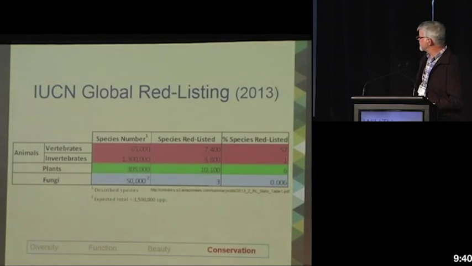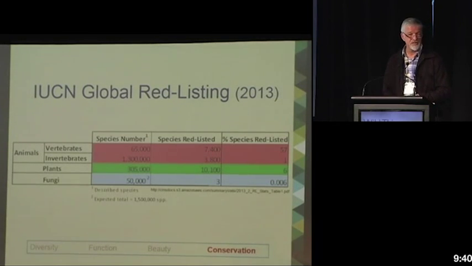Looking globally at conservation, there's some figures there. Basically, just over 10,000 animals have been red listed by IUCN. About 10,000 plant species have been listed by IUCN. 3 species of fungi have been listed. There's only about 50,000 species recorded, and there's a global initiative to try to increase the number from 3 to something a bit more respectable.